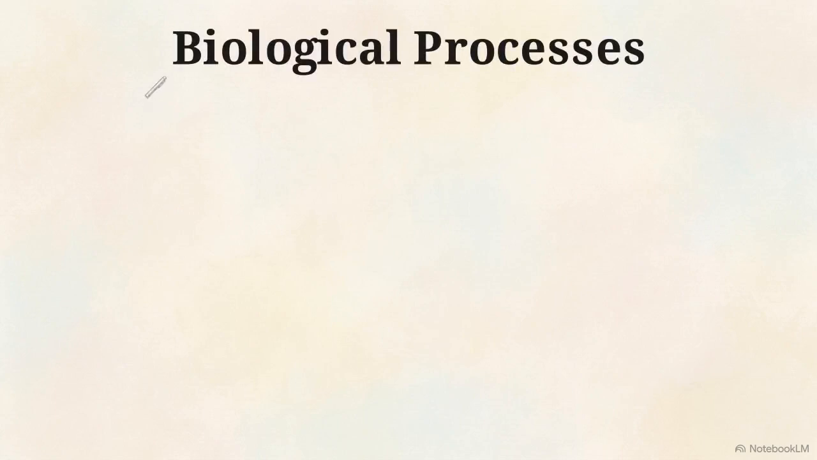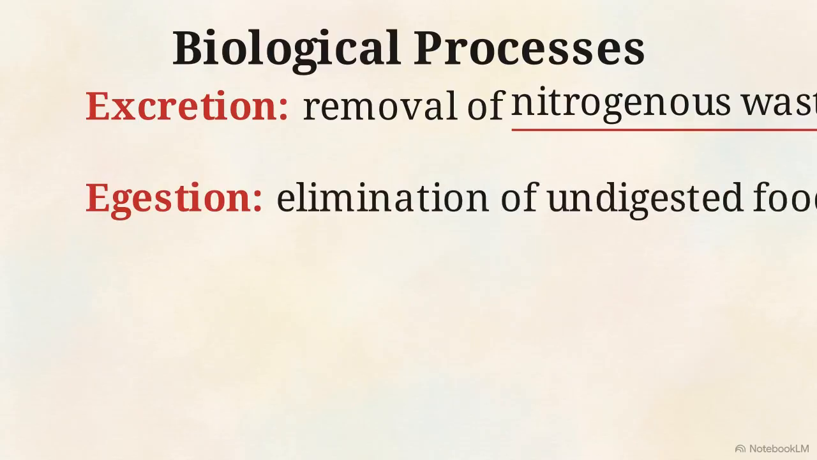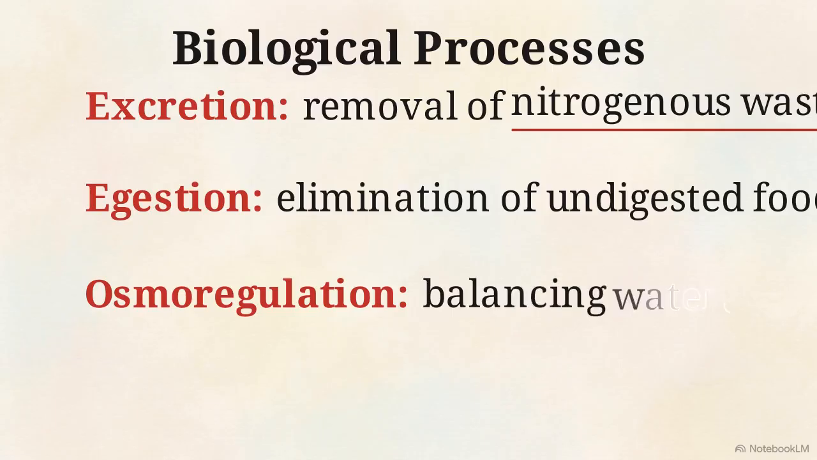To understand the human excretory system, we first need to define three biological processes. Excretion is the specific removal of nitrogenous waste. This is different from egestion, which is the elimination of undigested food. Finally, osmoregulation is the precise balancing of excess water and salts in the body.